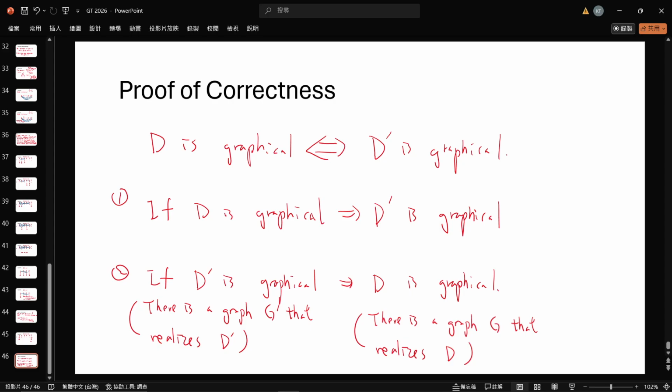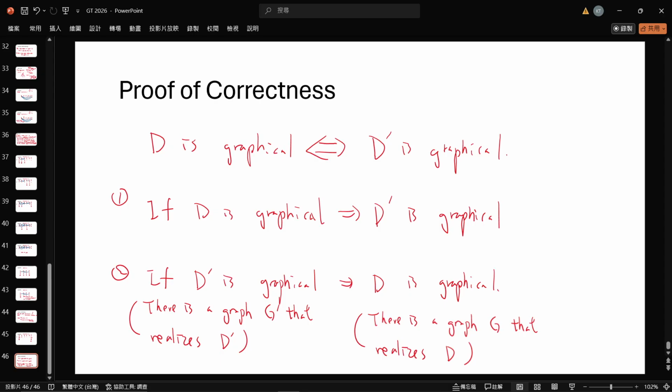Sorry, G. Right, why? Recall that the way we get D prime is by decreasing the degrees. If the degrees are decreased, it means the degrees are smaller, and if the degrees are smaller, there are fewer edges. So this is why G prime is smaller than G. So if you want to prove this direction, now you have a smaller graph with fewer edges, and you want to create a larger graph with more edges, and hopefully this larger graph can realize D. Then you finish the proof.